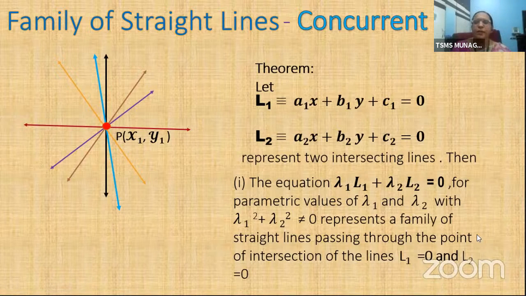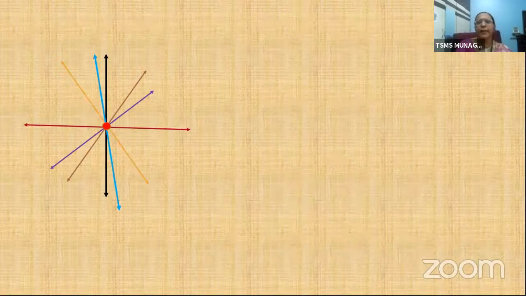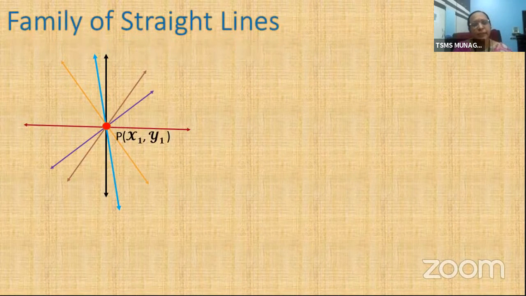Anyway, for now, lambda 1, lambda 2 are two real numbers which connect all these lines. So what is it that you have to remember? Any equation in this form, that is lambda 1 L1 plus lambda 2 L2 equal to 0, represents a family of straight lines. You keep changing the values of lambda 1, lambda 2, you will be getting a new line each time. So this is what is conversely said.